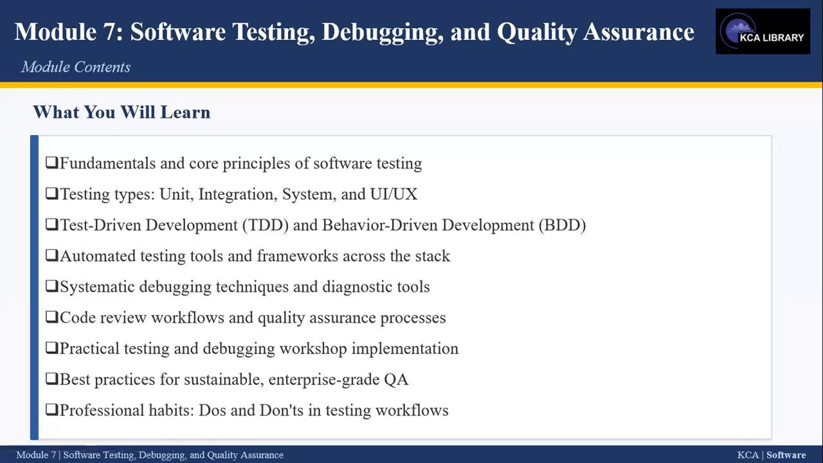Here is our roadmap. We will cover the following: fundamentals and core principles of software testing; unit, integration, system, and UI/UX testing; test-driven development, TDD; behavior-driven development, BDD; automated testing tools across the stack; systematic debugging techniques; code review workflows and QA processes; a practical testing workshop; and finally, best practices and professional do's and don'ts. Quality assurance is not an afterthought, it is embedded throughout the development.